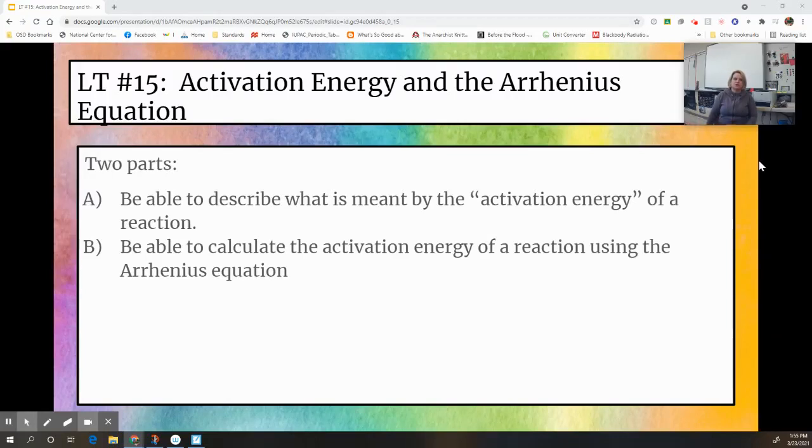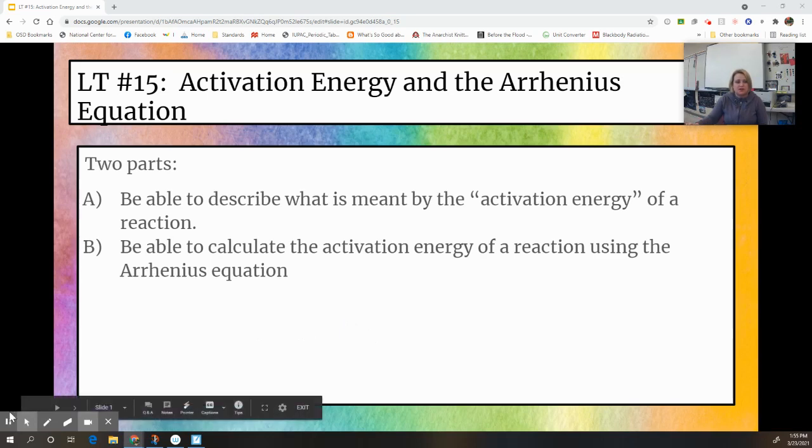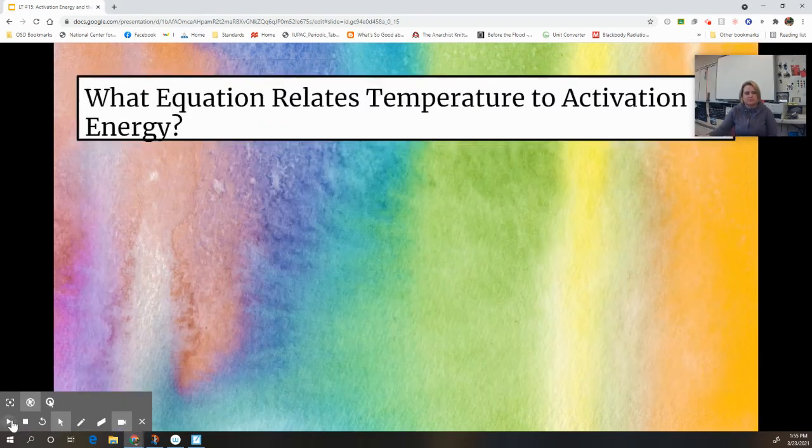All right, welcome to Learning Target 15B, Take 15. We're going to talk about being able to calculate the activation energy of a reaction using Arrhenius' equation. So hopefully we'll get through this without any interruptions.